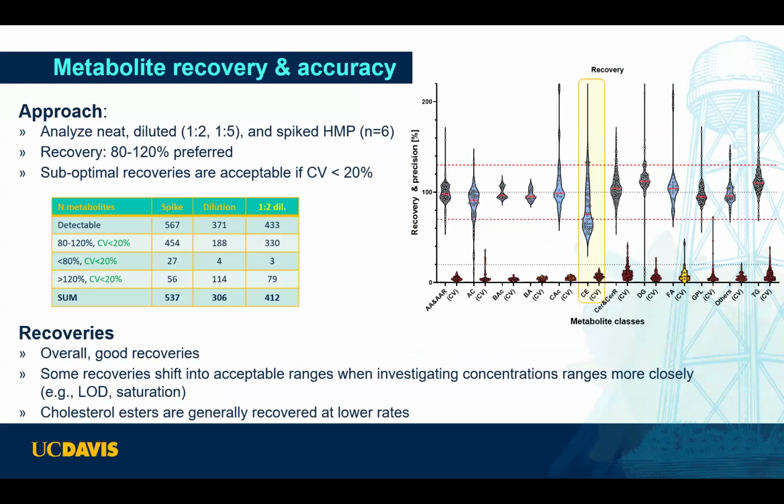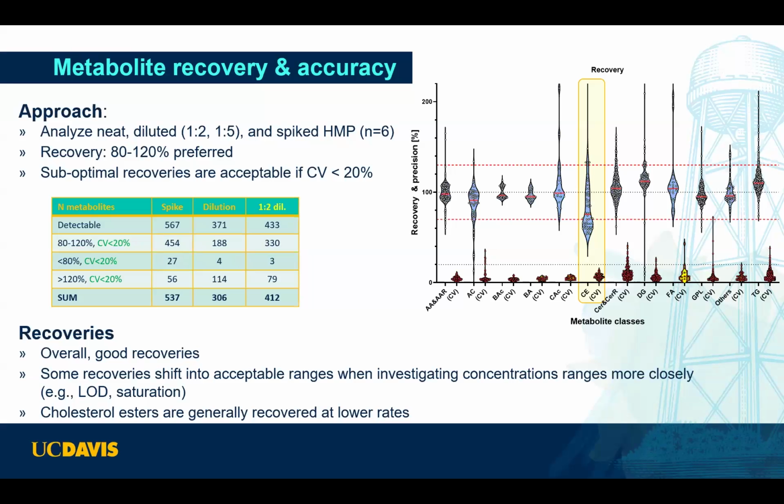So the last slide for the validation is our recovery accuracy, which for me is usually the most attractive one, just to see how things after all behave. For this effort, we had the neat human milk pool analyzed and diluted 1:2 and 1:5, but we also did a spiked human milk, actually 3 different spikes, and each was analyzed 6 times.